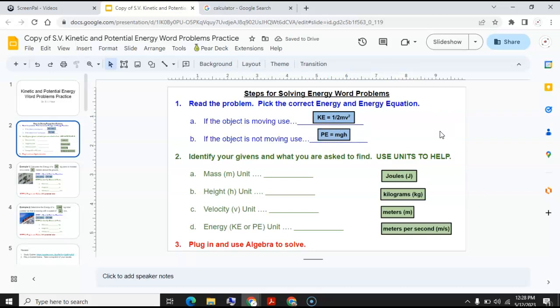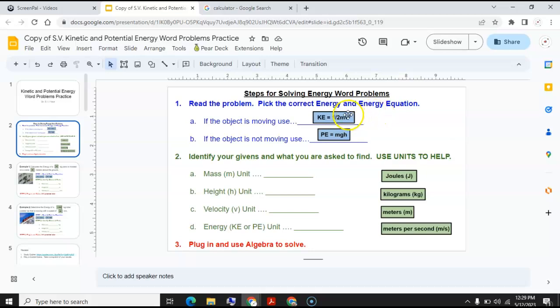Once you've figured out if you're doing potential energy or kinetic energy, then you have to find the known variables in your problem, so you can plug them into the equation. The best thing for us to do is to know the units that we need to be using. That's also helpful in more challenging problems where the units that they give you are incorrect, so you also have to know that you need to convert them to the correct units. So what are the units that we use?